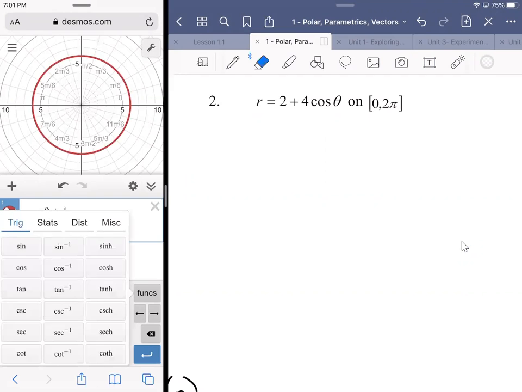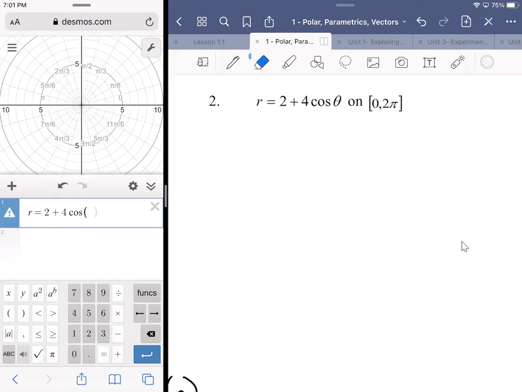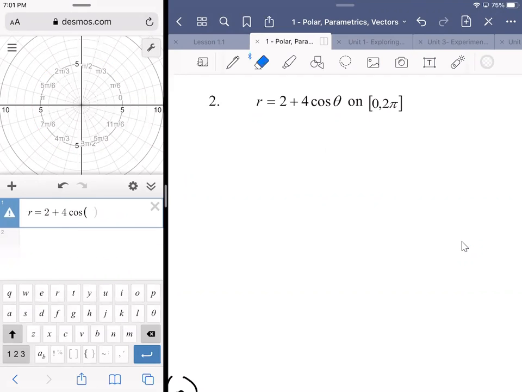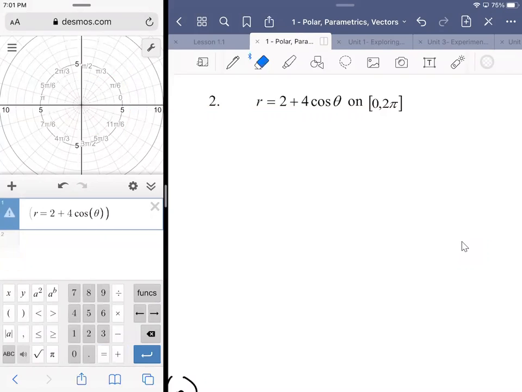So under functions, trig is the first set of options. And then, I'm sure you could find theta somewhere, I just don't like hunting around for it. So I just start typing in theta. If I want pi, I type in pi. So that's all there is to it.